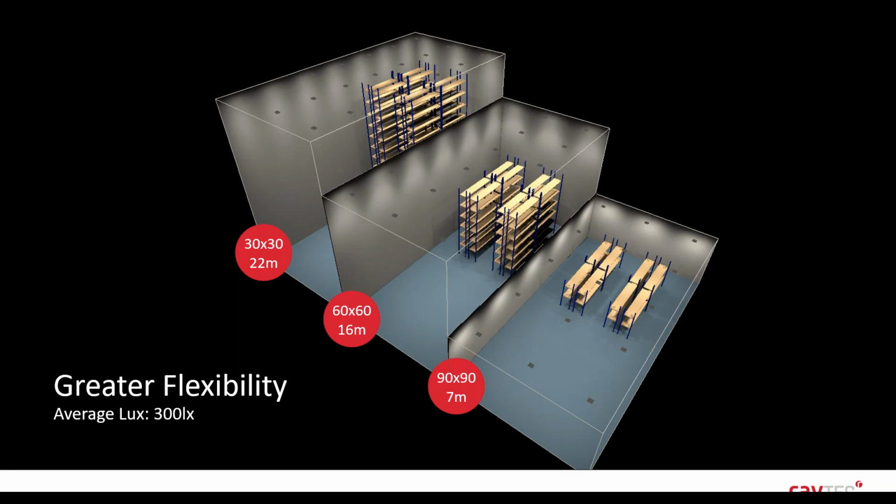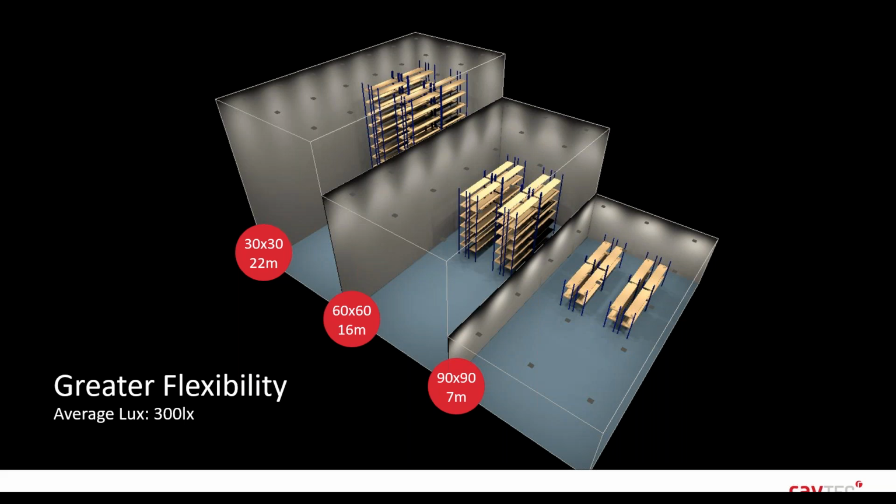So for the room on the left-hand side, the tallest ceiling height, the mid-power luminaires are mounted at a height of 22 meters and using a 30 by 30 beam pattern. Whereas in the middle room, the luminaires are mounted at a height of 60 meters and are using a 60 by 60 beam angle. And lastly, for the smallest ceiling height, the luminaires are mounted at 7 meters and are using a 90 by 90 beam angle.